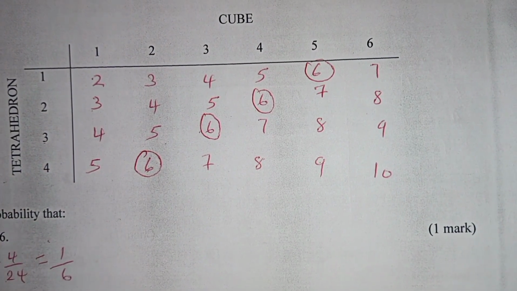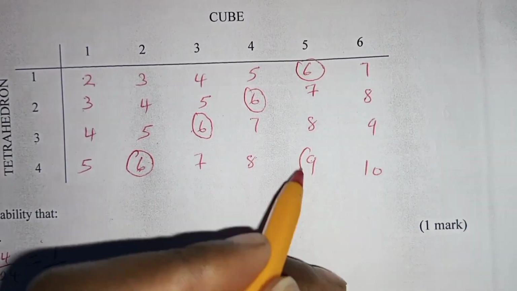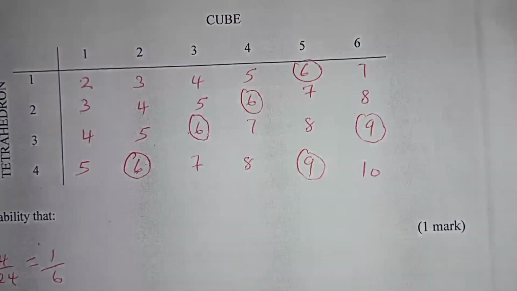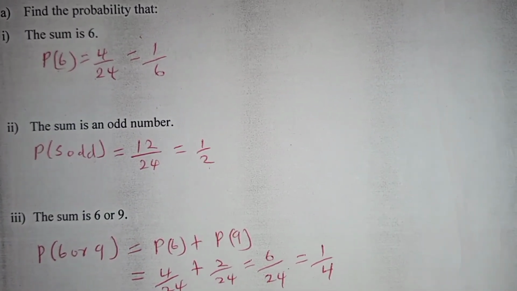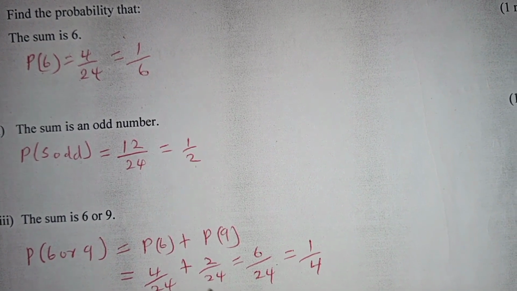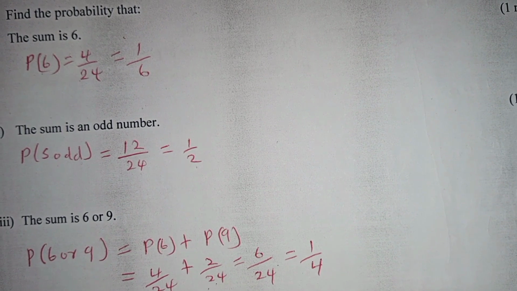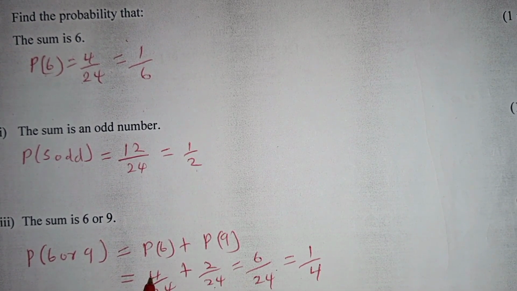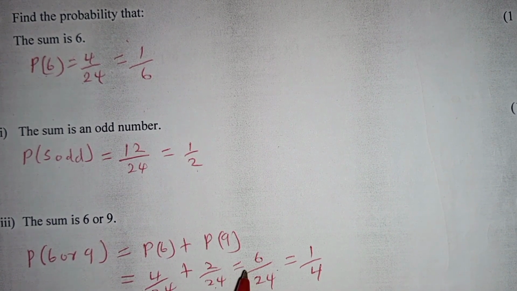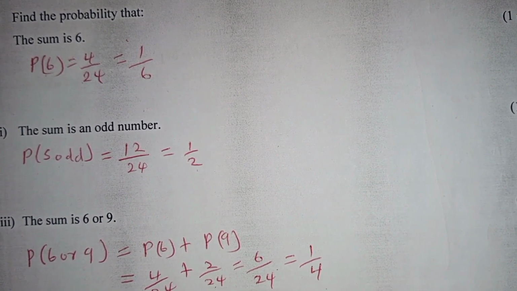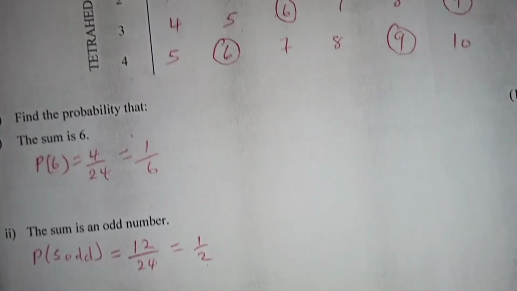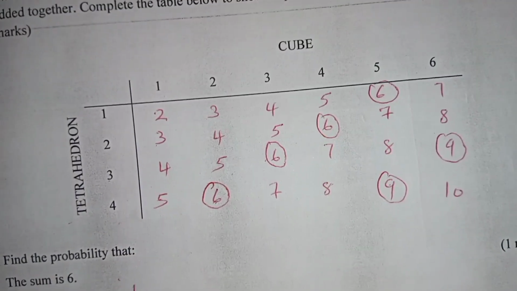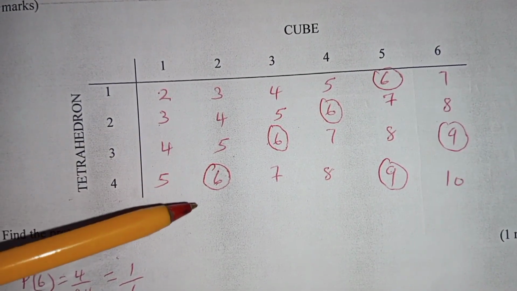The probability that the sum is 9, we take it in this sample space here. So we have, this is 1, 2. So it is 2 over 24. The probability that the sum is 9 is 2 over 24 from that sample space. Then you add these 2, 4 plus 2 is 6 over 24. By 6, 1, 24 divided by 6 is 4. So that is the probability that the sum is 6 or 9. Remember, we are using this table here to obtain those results.